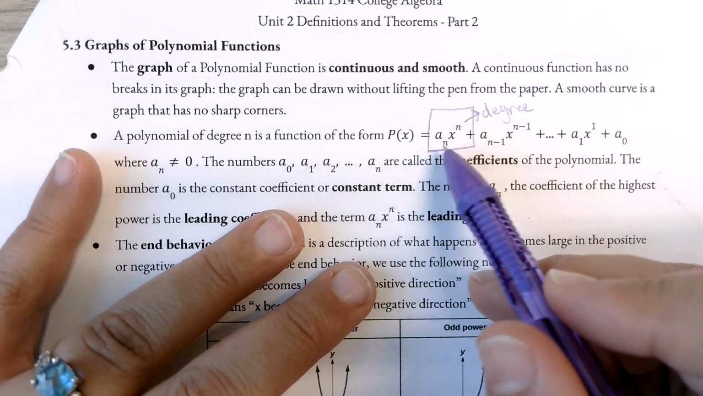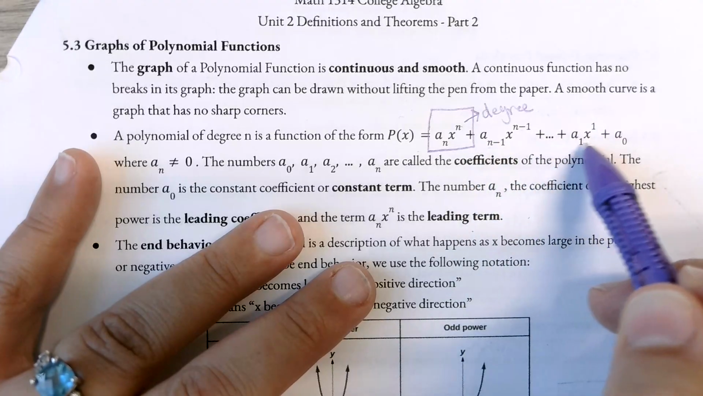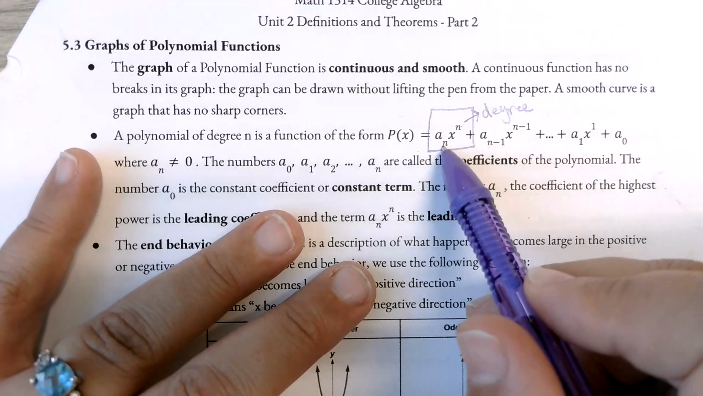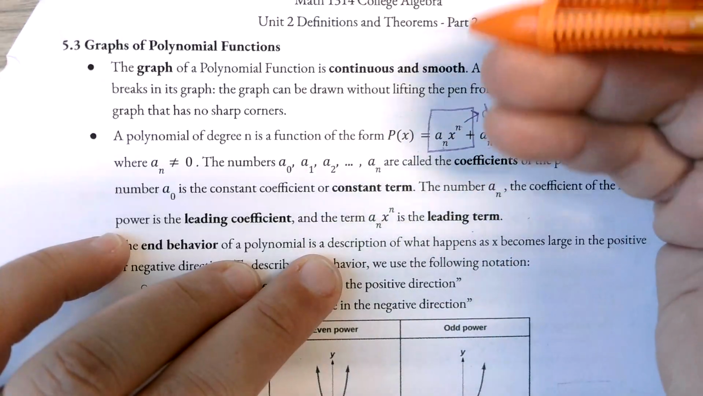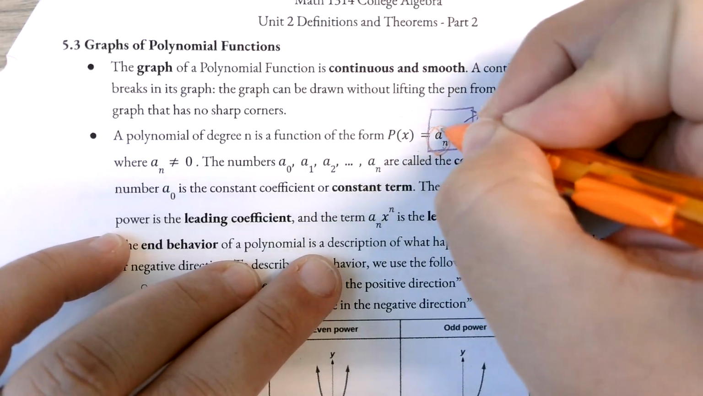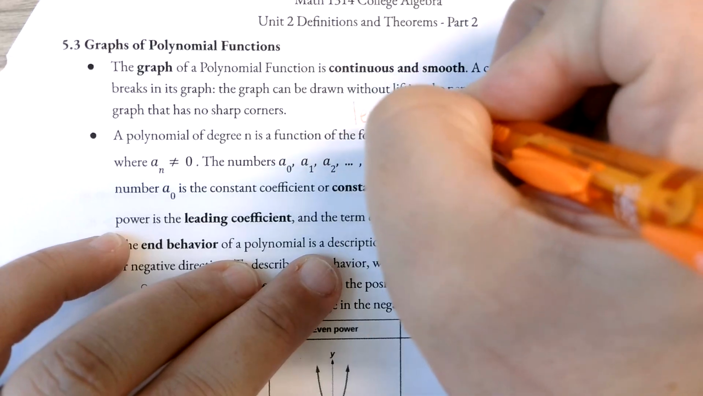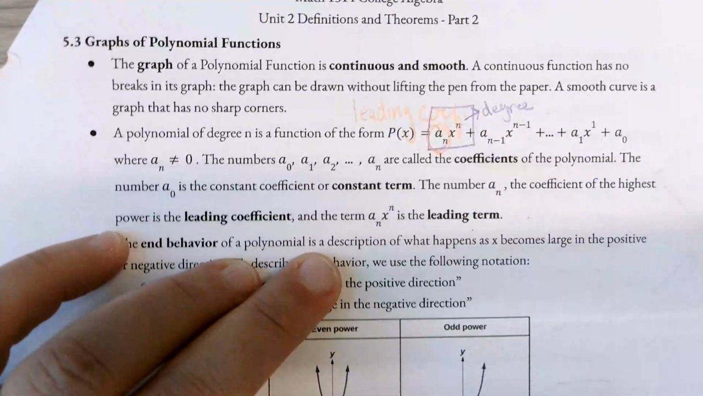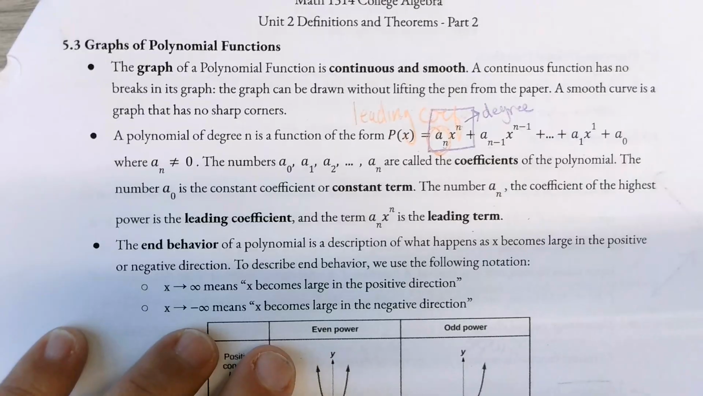The whole thing before the plus sign is a term. Actually, everything in between plus signs is called a term. This is the leading term, and the number in front, or the coefficient of the term, is our leading coefficient. And the definition for that is right here. It's the a sub n. It's the leading coefficient.